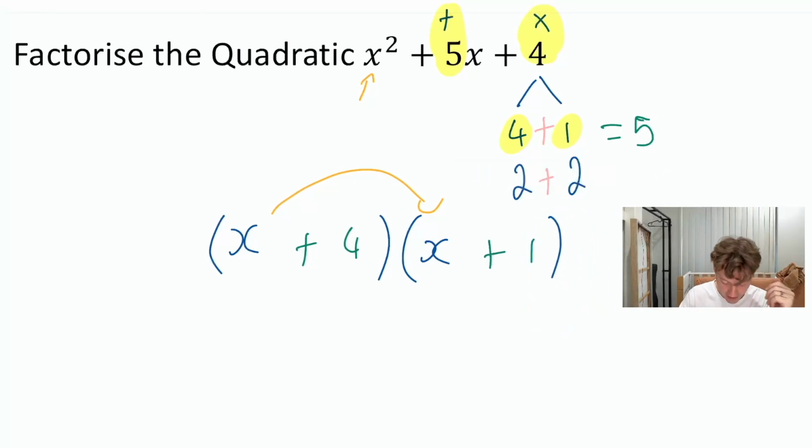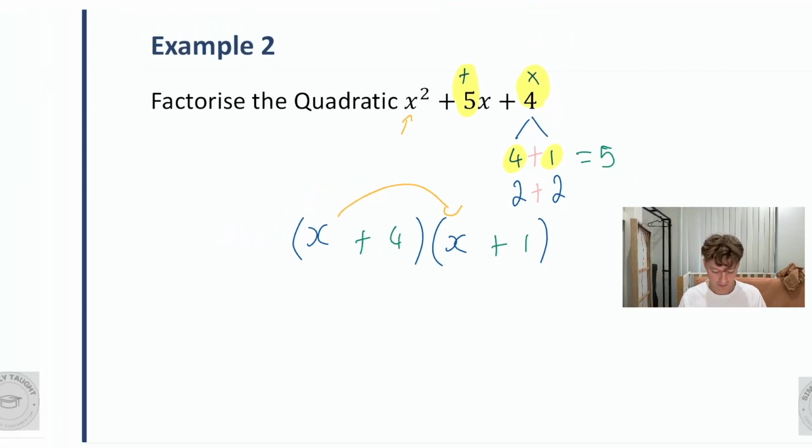Okay, so the strategies are: write out a factor list for my number on the end, and then figure out which of those pairs of numbers add to give my number in the middle. If they don't add to give the number in the middle, that is a separate sort of question archetype, so to speak. We'll cover that in another video.